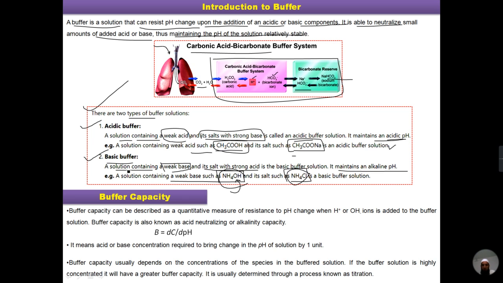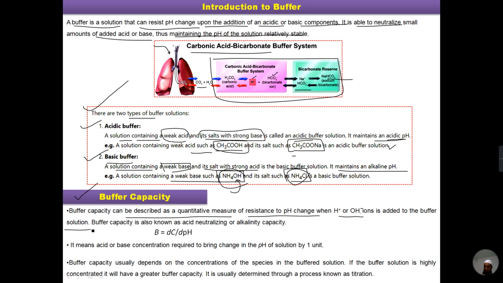Okay? Now let's talk about important term, that is the buffer capacity. Buffer capacity can be defined as the quantitative measure of the resistance to the pH change when H plus and OH negative ion, hydroxide ion, are added to the buffer solution. जैसे हमने ये बात की कि buffer, what they do, they stabilize the pH of any solution. They do not make it happen. They prevent the change in the pH. They resist the change in pH when you add some external acid or base to that particular solution.